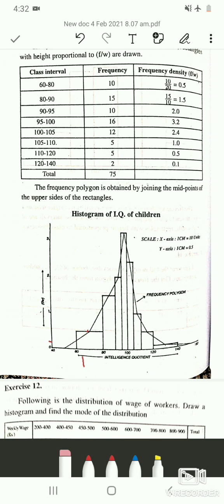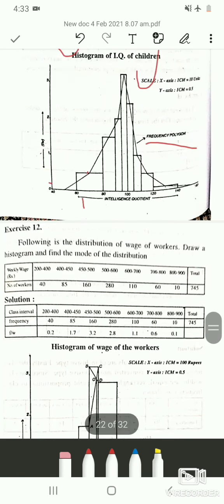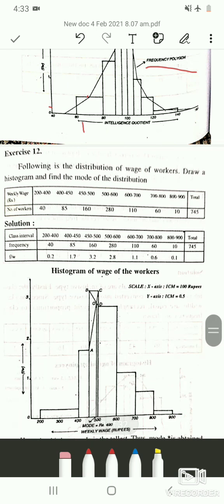So this straight line indicates frequency polygon. Show it with an arrow mark. Don't forget to write the title and the scale. Here we have taken x-axis to be 1 centimeter. So let us see the next example.